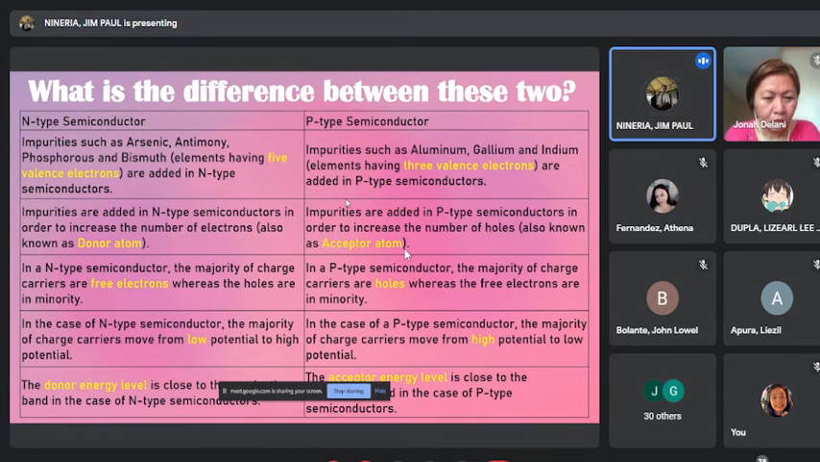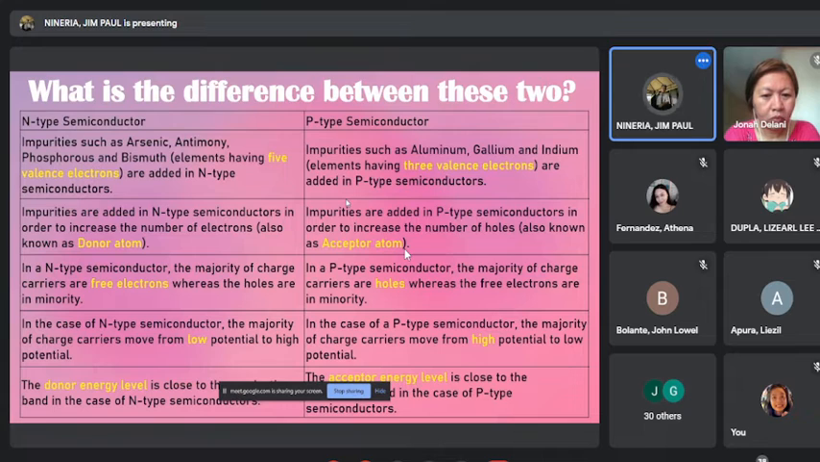P-type means holes. And in this case, in N-type the majority of the carriers move. Since, di ba, the electrons orbit around the atom, so primarily they move from low potential to high potential, while the P-type moves from high to low potential.